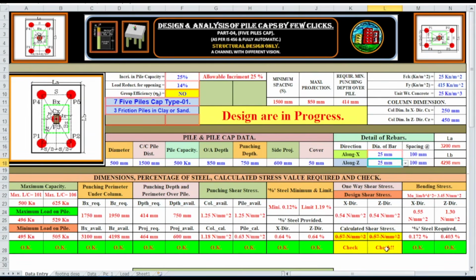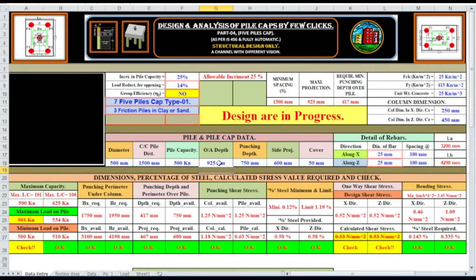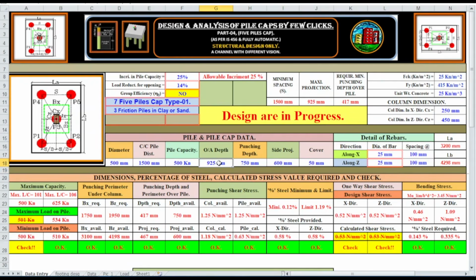Percentage of steel required, okay, but punching stress and one-way shear stress are not okay. So once again we have to increase, 900, 1000. Now the design is okay. 950, design is okay. 925, design is not okay. So we have to take 950.